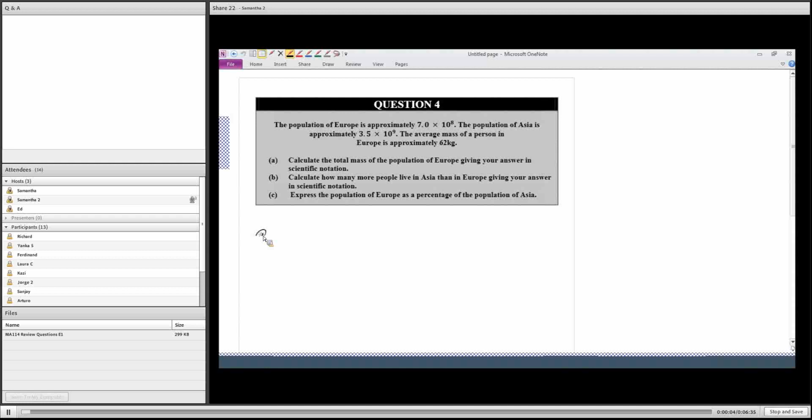Part A asks you to calculate the total mass of the population of Europe. So what you want to do is take Europe, which is 7.0 times 10 to the 8th power, and multiply it by its approximate mass, which is 62 kilograms. Okay, this is the average mass of a person. So you want to multiply 62 by 7.0 times 10 to the power of 8, scientific notation.